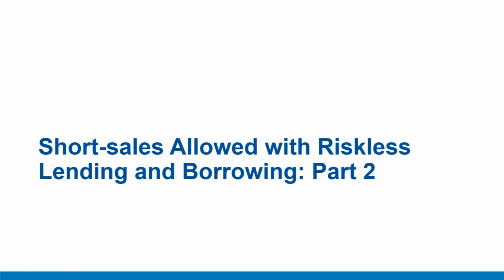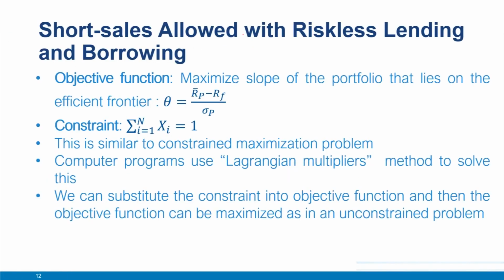In the previous video, we discussed the visual intuition behind the approach to trace the efficient frontier in the presence of short sales along with riskless lending and borrowing. In this video, we'll provide the mathematical formulation and discuss the mathematical approach to find the efficient frontier. Recall our previous discussion. In the presence of short sales as well as riskless lending and borrowing, our objective simplifies to maximizing the slope of the line that connects the risk-free rate and any point on the efficient frontier.